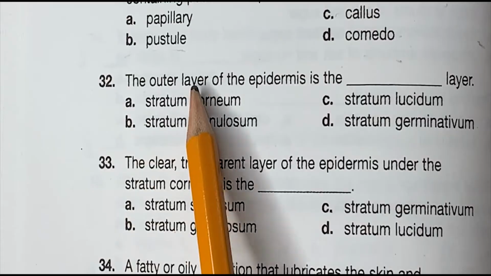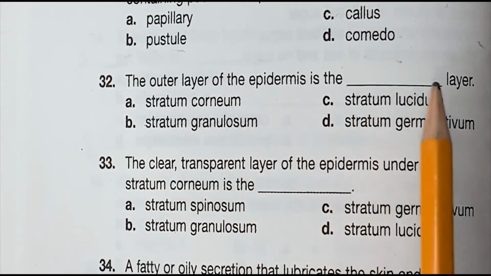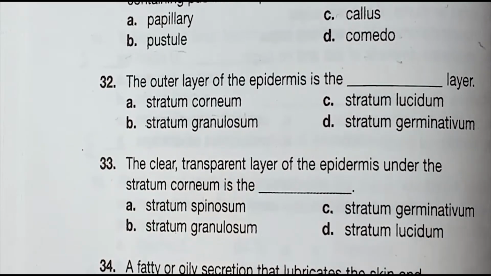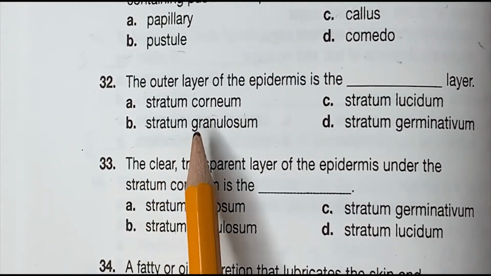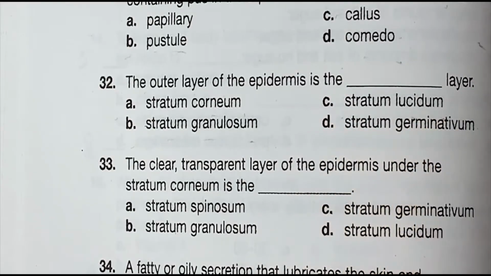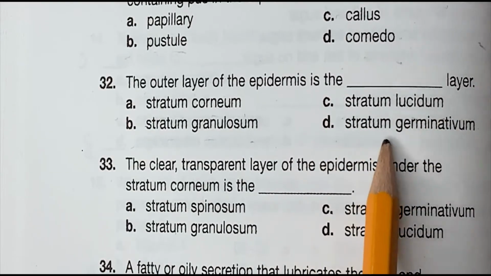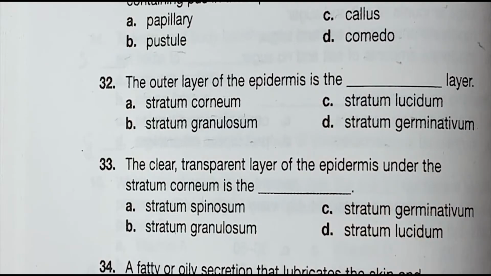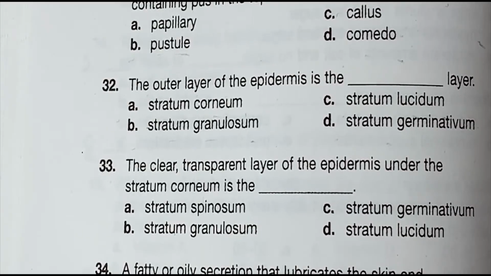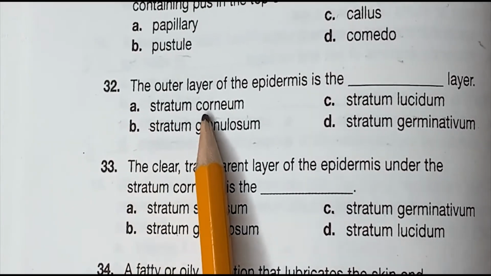32. The outer layer of the epidermis is the blank layer. Is it A, the stratum corneum, B, the stratum glandulosum, C, stratum luteum, or D, stratum germinativum? And your correct answer is A, stratum corneum.